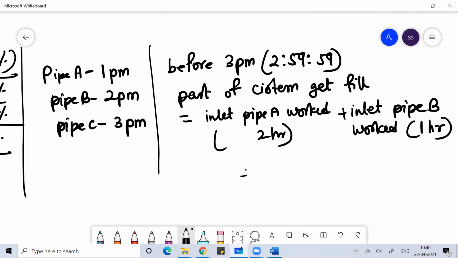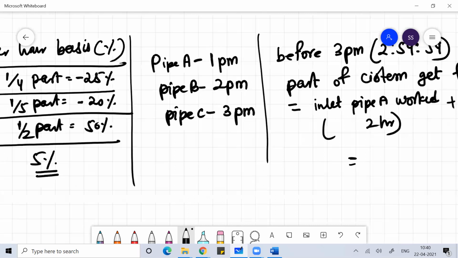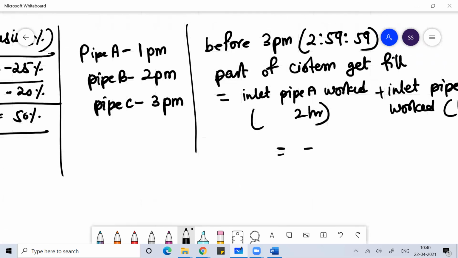So how much work would pipe A have done? Every hour pipe A does 25% of work, so it has done 25 into 2, 50% of work. Similarly, pipe B every hour does 20% of work. So the total 70% of the work would have been done. Before you are about to open pipe C, 70% of the tank would have filled by that time.